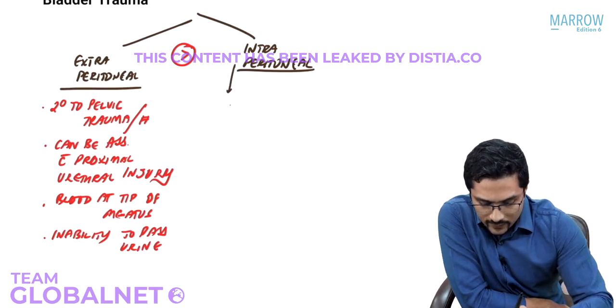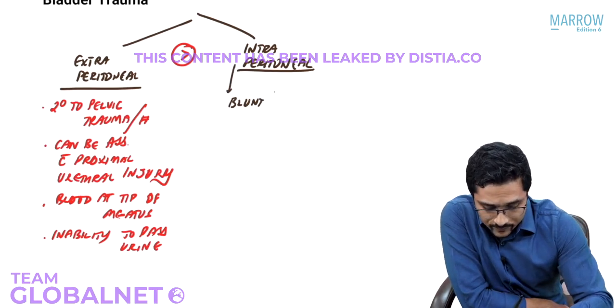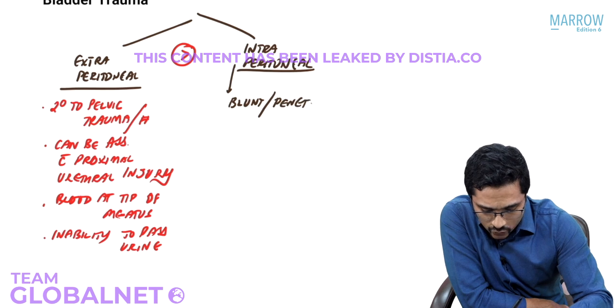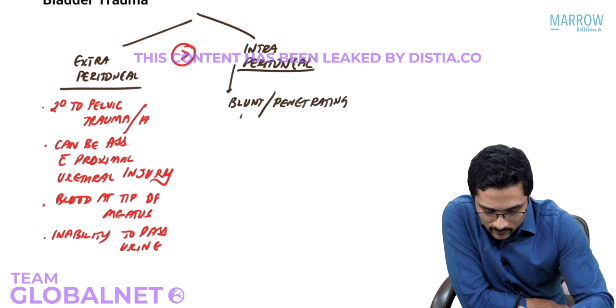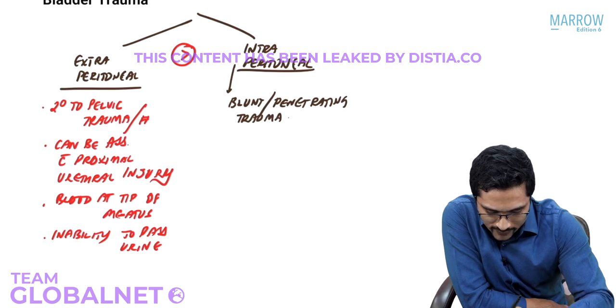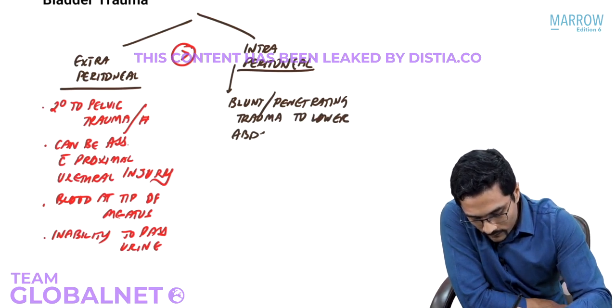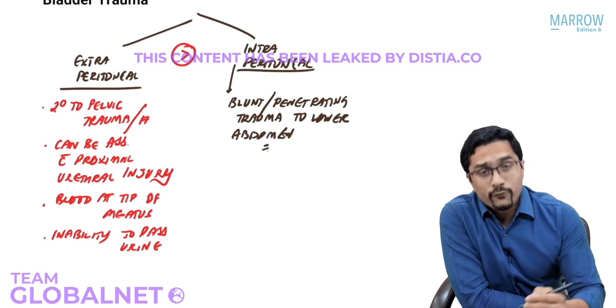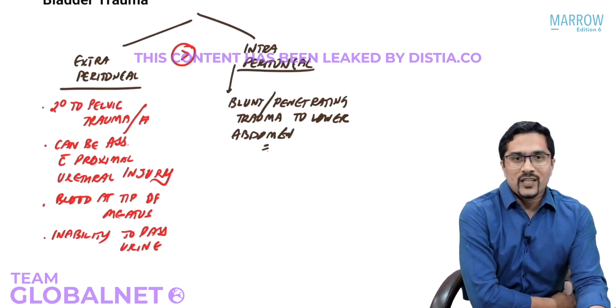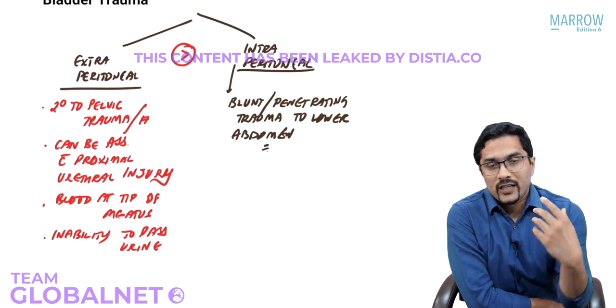Intraperitoneal rupture of bladder happens when there is blunt or penetrating trauma to the lower abdomen, especially when there is a full bladder, right? So let me share an example with you.